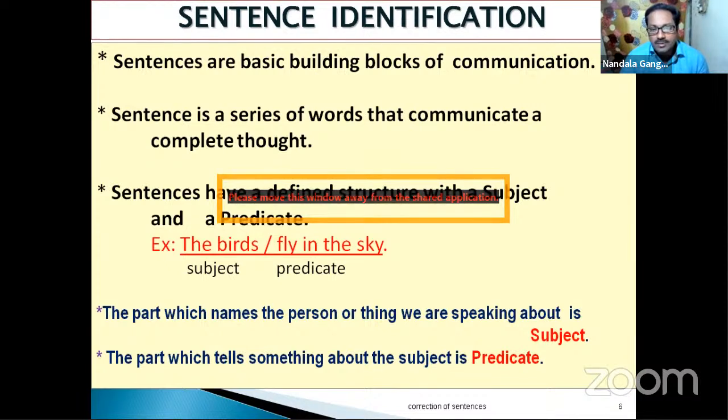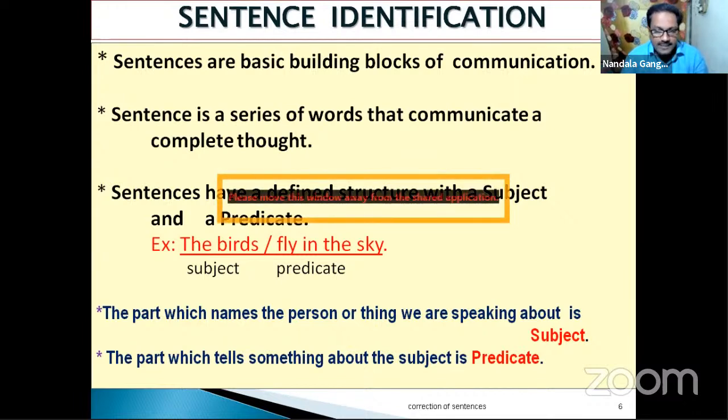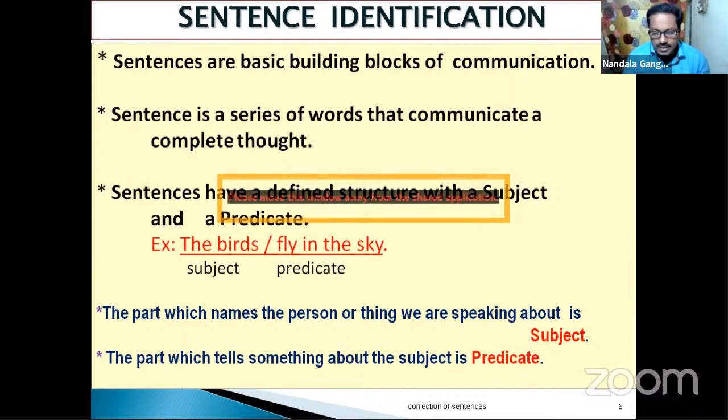The part which names the person or thing we are speaking about is the subject. The part which tells us something about the subject is the predicate. The predicate always gives some information about the subject. In the predicate part, the verb, preposition, article and noun are used together. So in the subject place, we may use only a noun or pronoun, and in the predicate place the verb and other different kinds of words or parts of speech are used.